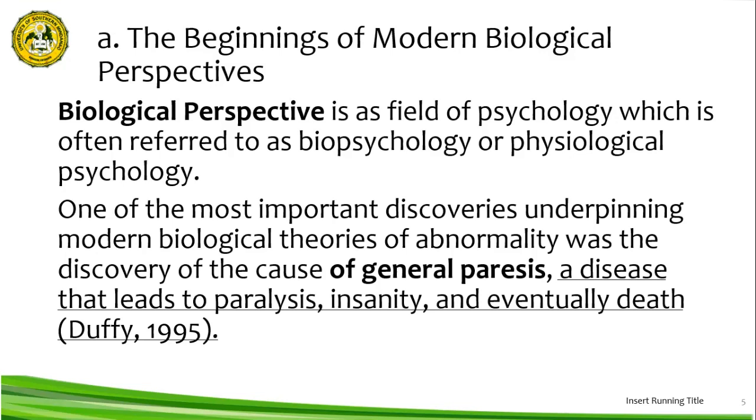Advances in the study of biological and anatomic factors as underlying both physical and mental disorders developed in this period, the beginning of the modern biological perspective. One of the most important discoveries underpinning modern biological theories of abnormality was the discovery of the cause of general paralysis, a disease that leads to paralysis, insanity, and eventually death, according to Duffy 1995. My group mates will later introduce to you two important persons in the beginning of the modern biological perspective. They contributed a lot in this era, and they will tackle that for you later.